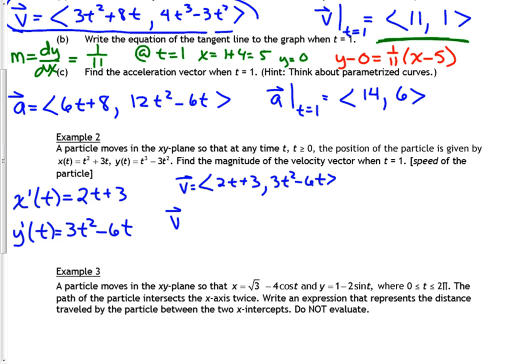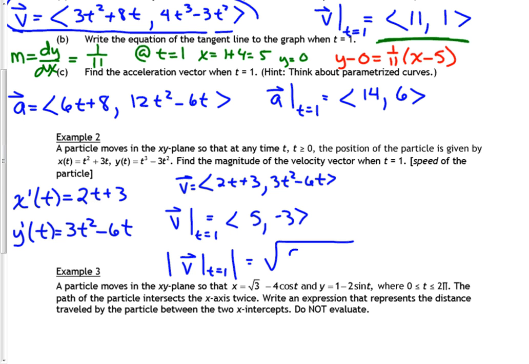So my velocity at t equals 1 is going to be 2 plus 3, 5, and 3 minus 6, negative 3. So to find the magnitude of this, sorry, that's an absolute value on the outside of my velocity at t equals 1, is going to be the square root of 5 squared plus negative 3 squared. So I can work that out. 5 squared is 25, and 3 squared is 9, and that gives me the square root of 34.